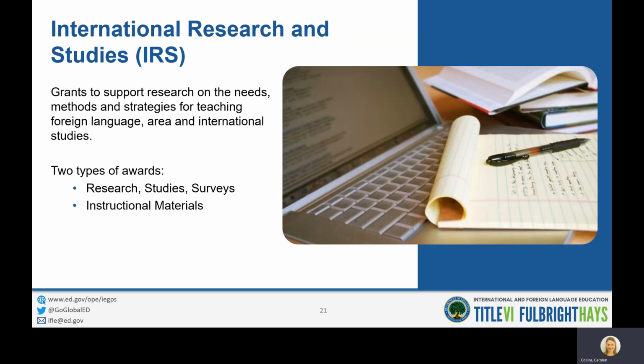Okay, moving on with our Title VI programs, we have our International Research and Studies, or IRS grant. These are grants that support research on the needs, methods, and strategies for teaching foreign language, area, and international studies. The IRS program has basically 2 types of award. One is focused on projects that do research, studies, and surveys. The other one funds projects for the development of instructional materials.